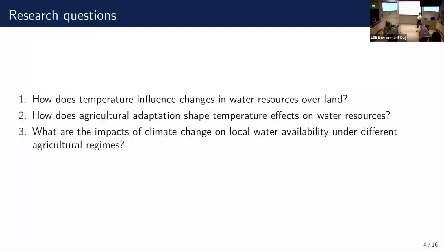And so this motivates three concrete, more formal research questions. The first is, how does temperature influence changes in water resources over land? And so we want this overall effect of the climate system on water availability. And the second is, what is the role of agricultural adaptation, of human practices, on the temperature effects on water resources? And then thirdly, what does this mean for future climate change? Under different scenarios of warming, under different scenarios of agricultural land use, how do we think about what the future might look like in terms of the spatial distribution of available water?